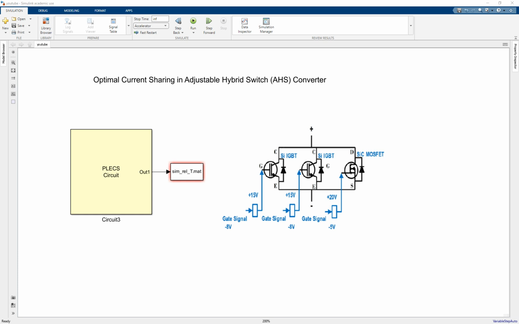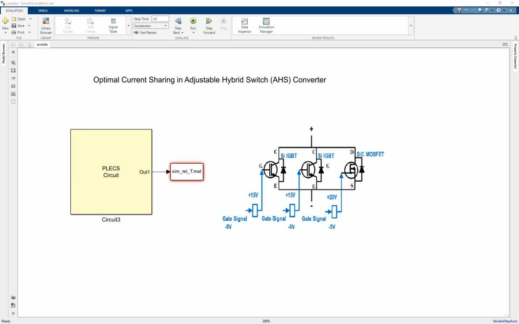Okay, hi everyone. I'm Amin, and I would like to present a study I did for power electronics simulation using PLECS and Simulink MATLAB. And the study was actually about a paper we presented at PCIM conference. I'm going to put the link to the paper in the description below. And the study was about optimal current sharing in adjustable hybrid switch power converter.